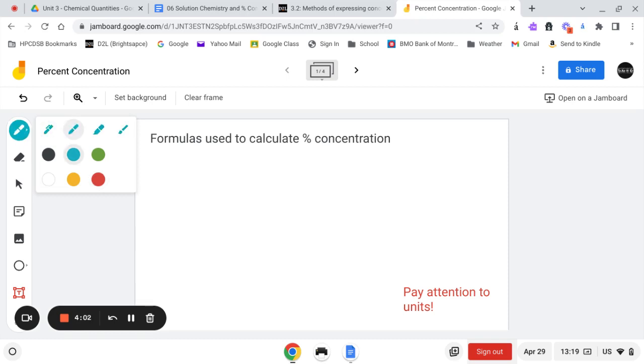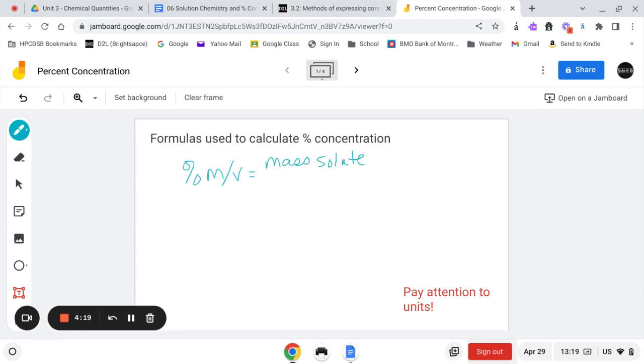Actually, maybe I'll use green or blue today. Okay. So the formulas used to calculate percent concentration come in 2 types. There will be percent mass volume. And what that refers to is the mass of your solute divided by the volume of your solution. And when we do these calculations, because they are a percentage, we have to multiply the divided values by 100%.